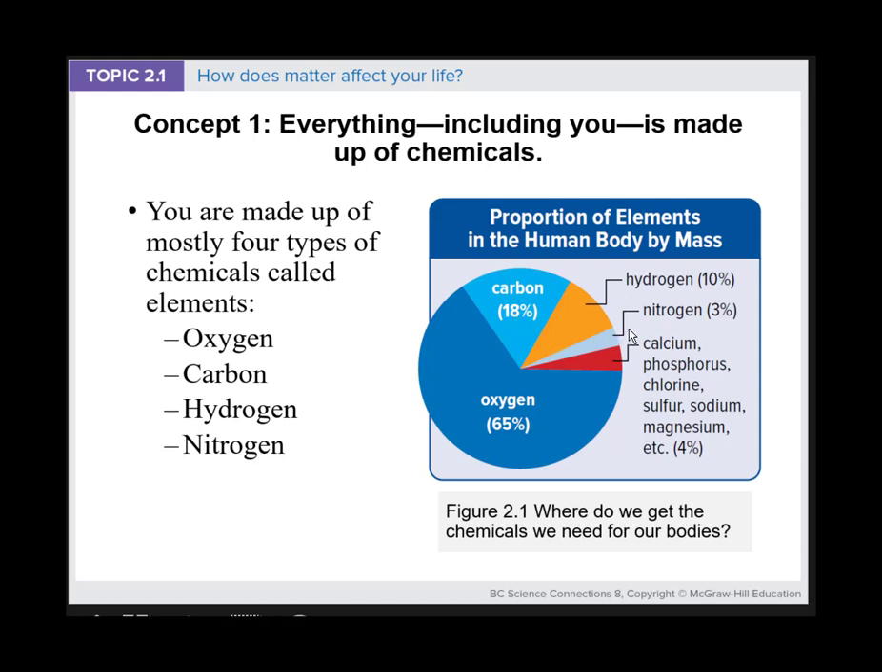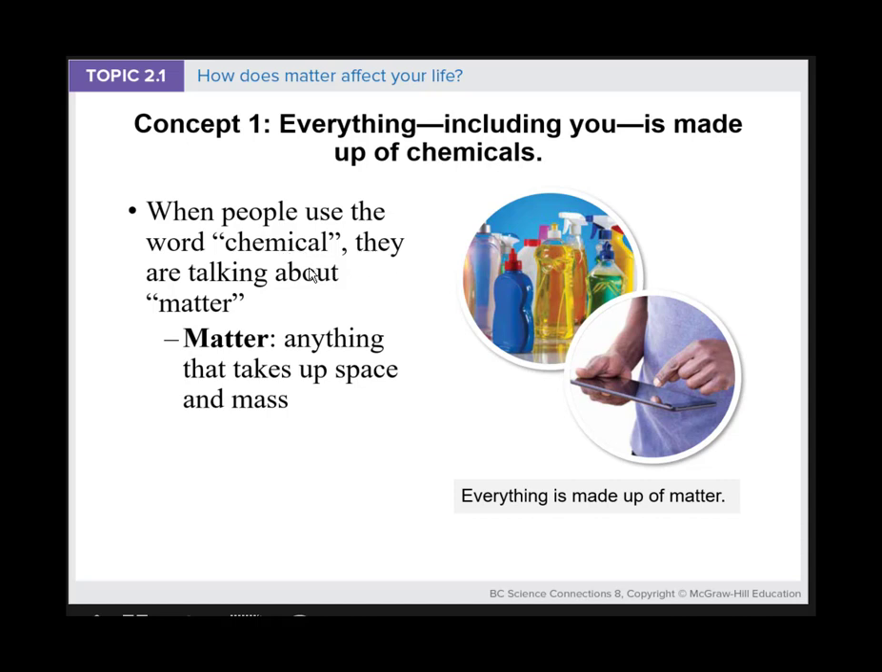Hydrogen is a gas, nitrogen is a gas, calcium, phosphorus, chlorine, sulfur, sodium, magnesium, all of those make up about 4% of who you are. Now 65% of you is made up of oxygen, but I'll explain later, you're not actually a gas, you're a solid. It says here, when people use the word chemical, they're really talking about matter. And matter is anything that takes up space. And so there is a series of things inside your kitchen, inside your bedroom, inside you. Everything is made up of matter.